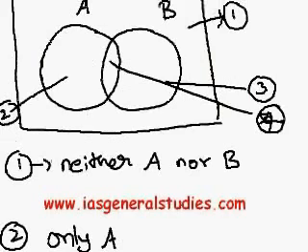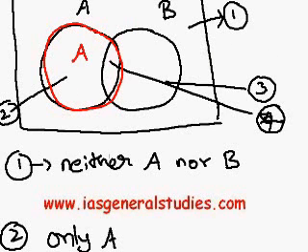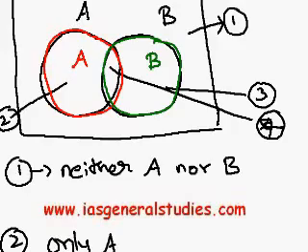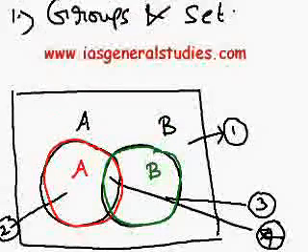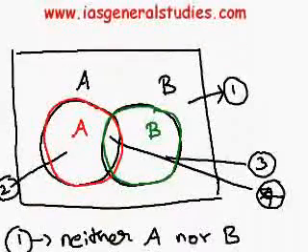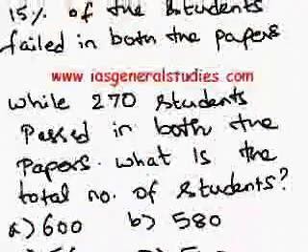And this complete circle is called A. It is not only A, it is just A. And this complete circle is called B. So these are the basic concepts associated with groups and sets. Now we'll go back to a problem.